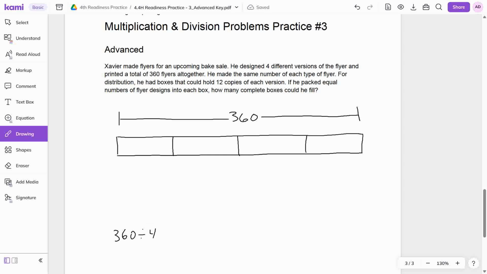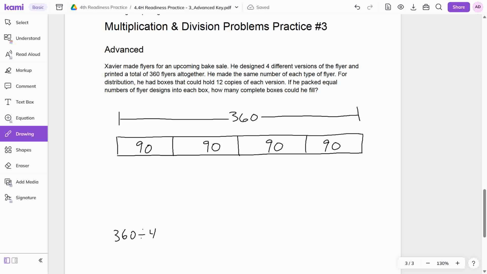So think of 36 divided by 4. Well, 36 divided by 4 is 9. So 360 divided by 4 is just going to be to a power of 10. It's just going to be 90 all the way across. All right. Now for distribution, he had boxes that could hold 12 copies of each version. So he packed the same number of flyer design into each box. How many complete boxes could he fill?